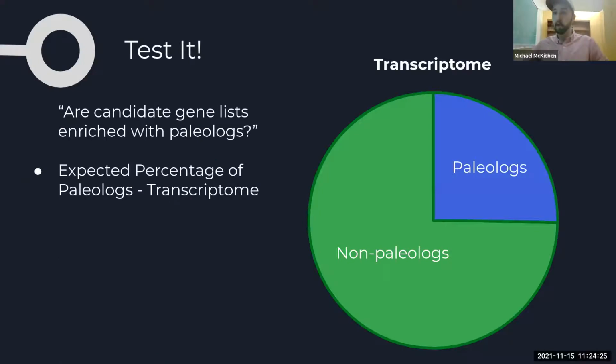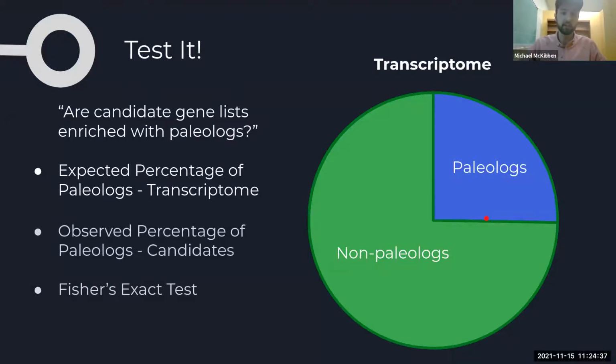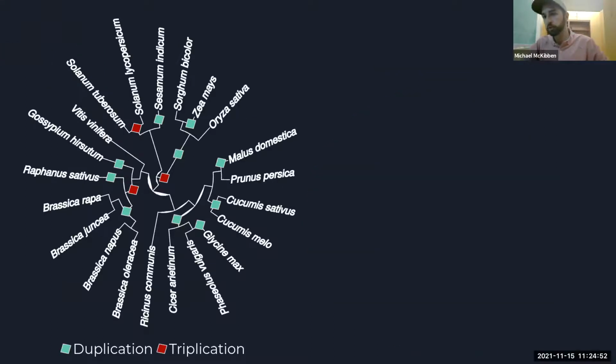To give you an idea of how I did my tests, I first made inferences of paleologs in each of the genomes and made my null hypothesis be the relative ratio of paleologs to non-paleologs in those genomes. I then compared that to the observed fraction of paleologs in the candidate domestication gene lists and tested whether or not there was a significant deviation from the expected based off the background in the genome using a Fisher's exact test. And here are those results across all the 21 species.